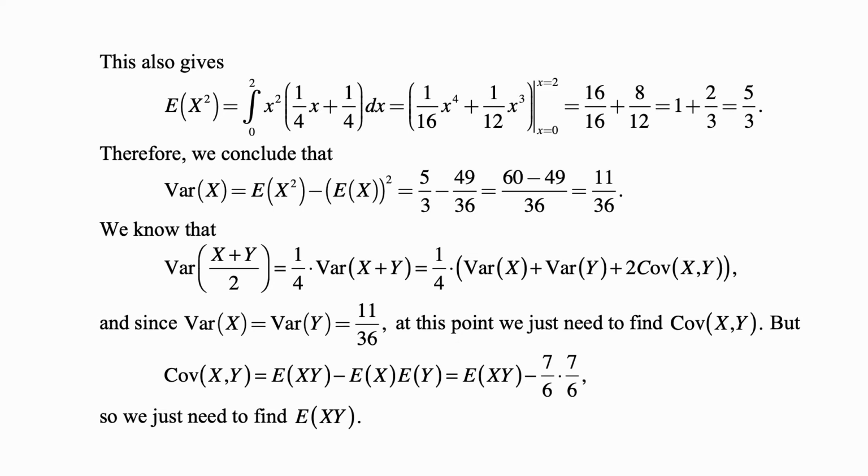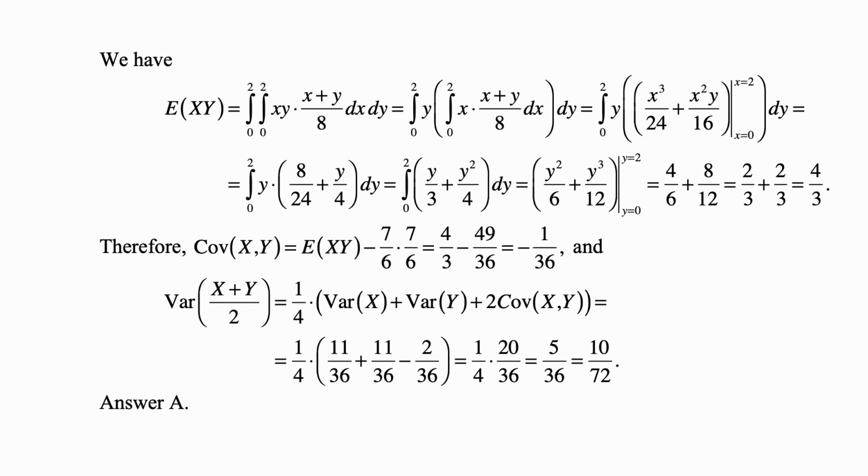And we conclude that the variance of X is the second moment minus the square of the first moment, so 5/3 minus 49 over 36, that's 11 over 36. We know that the variance of (X plus Y) over 2 is 1/4 of the variance of X plus Y, which is 1/4 of variance of X plus variance of Y plus 2 covariances of X, Y. And since the variance of X equals the variance of Y, and it's 11 over 36, at this point we just need to find the covariance of X, Y. Well, the covariance is E of XY minus the expected value of X times expected value of Y. So it's E of XY minus 7/6 times 7/6. And we just need to find E of XY.